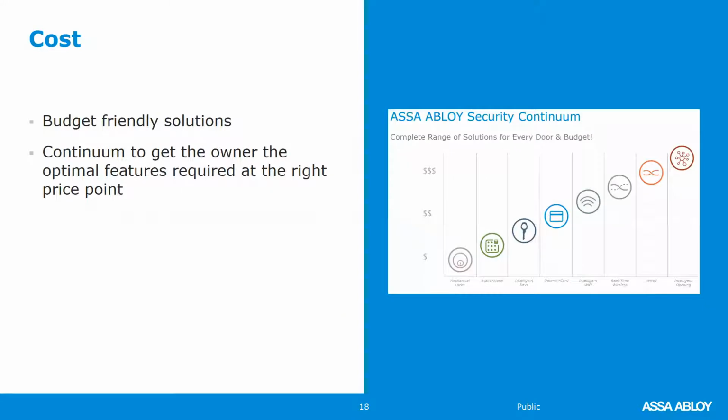ASSA ABLOY has a bunch of different continuums, a security continuum, and different continuums for all different types of products, which is nice because you can control the cost. You can find a budget-friendly solution along the continuum based on the features that are required and get it at the right price point. So if you've got access control, you don't need full hardwired access control on every single opening necessarily. You may be able to do it with a standalone lock. Significant cost savings, but yet you're still going to use the same durable, heavy-duty hardware that you've been using. You're just going to have different features.